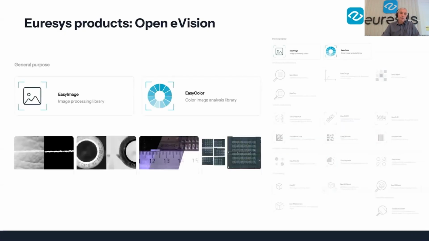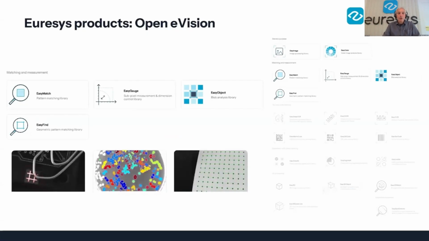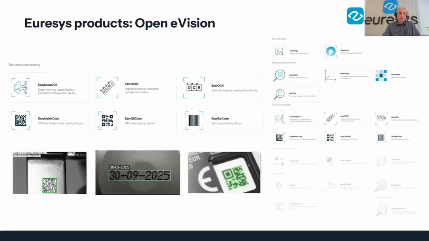The general purpose libraries, that's Easy Image and Easy Color, are really a kind of pre-processing of the images. So doing some filtering, geometric transformation, but also some more advanced stuff like high dynamic range combination or a very powerful image stitching function. We also have a set of matching and measurement libraries. Typically, it's a conventional pattern matching, but also a very efficient subpixel measurement library, and also object segmentation libraries.